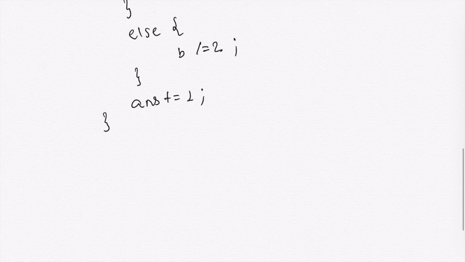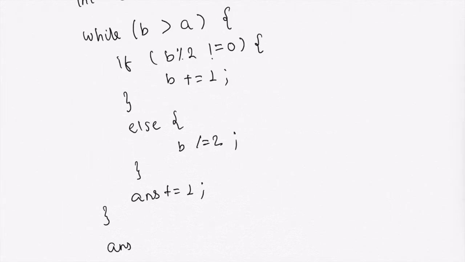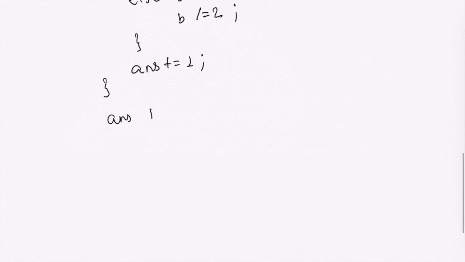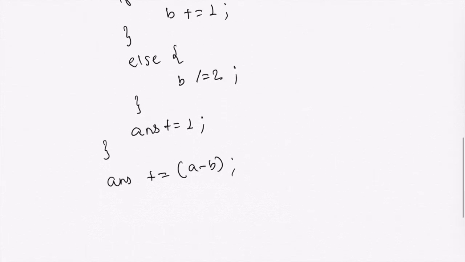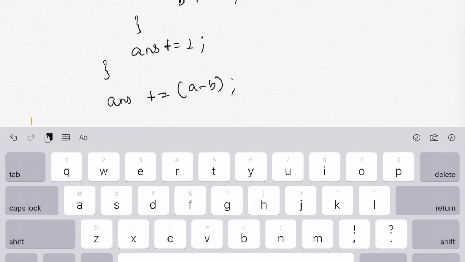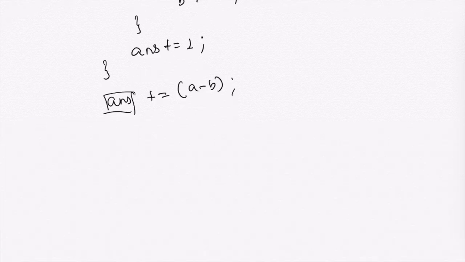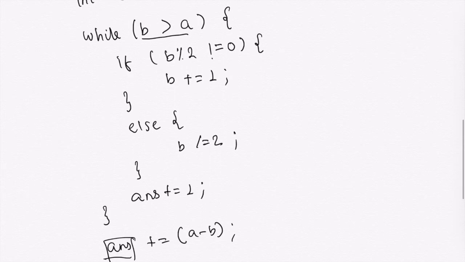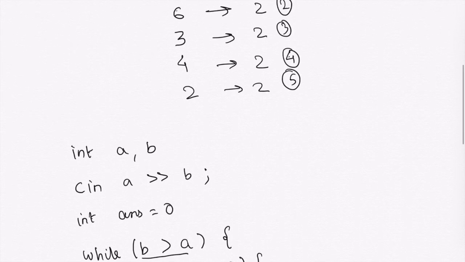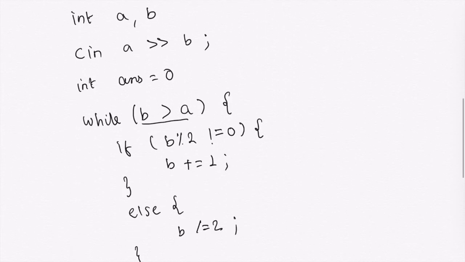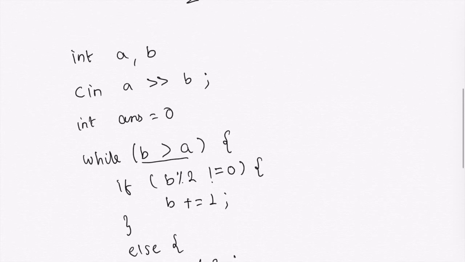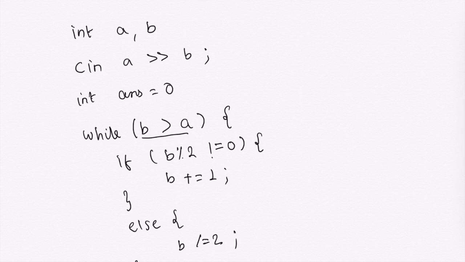Finally, because we are breaking our loop when B becomes smaller than A, we have to add to the answer the difference between A and B, which is simply A minus B. The answer that you get here is the final answer. That is it about this problem. You can try solving it using the graph method as well. It may be helpful, but I found this method very easy to figure out.